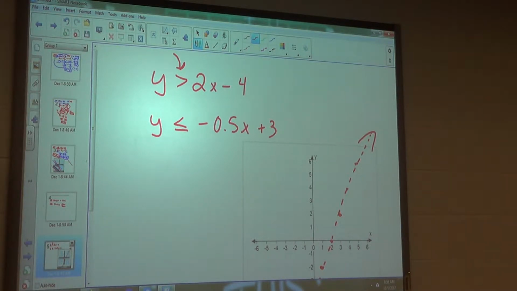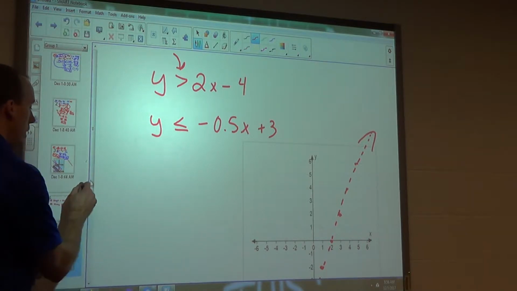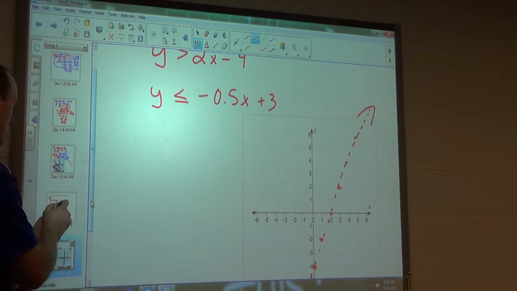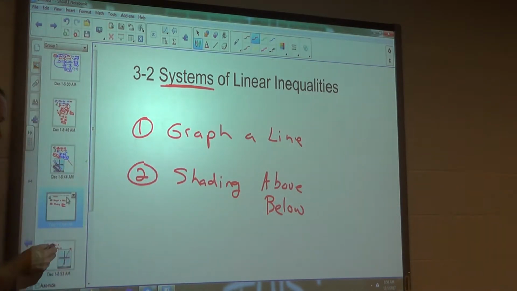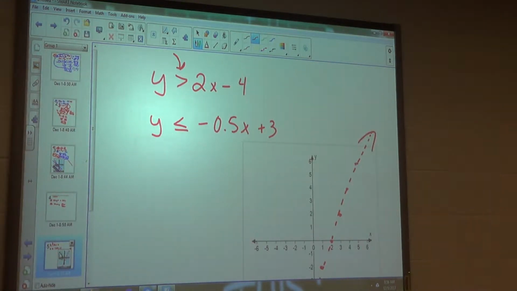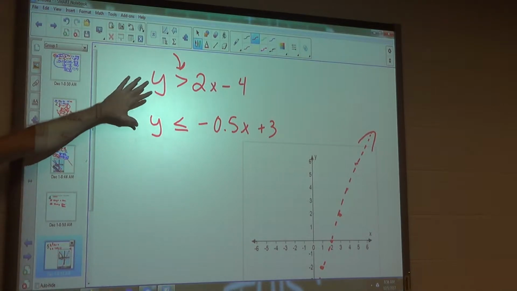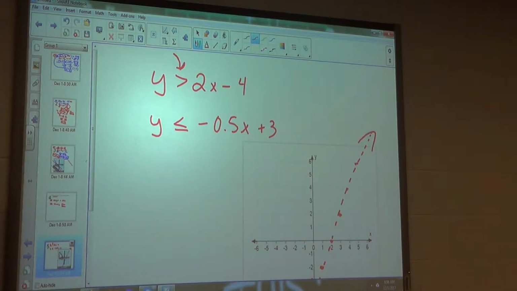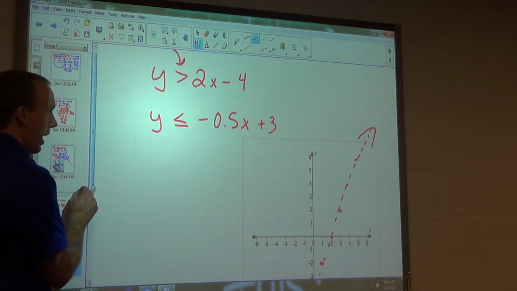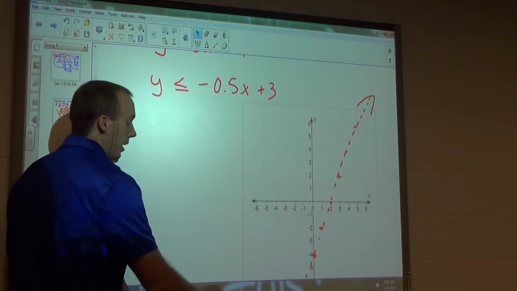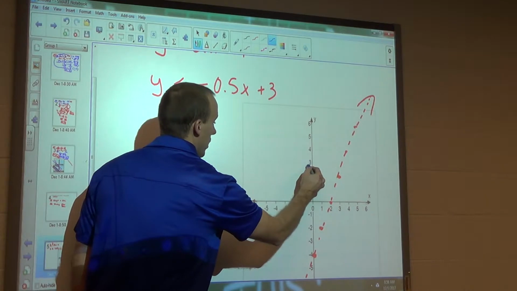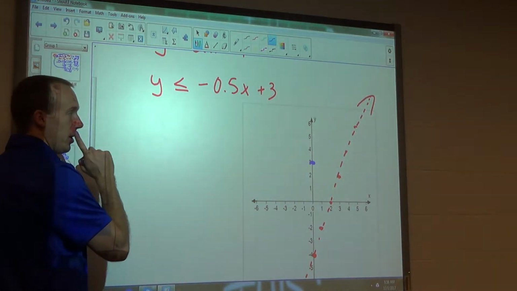There's a couple ways that you guys can do this. Since this is called systems of linear inequalities, we're going to do, on the same graph, 2 inequalities of a line. Okay? What's the y-intercept in the second equation? 3, right? So I'm going to take my dot here.